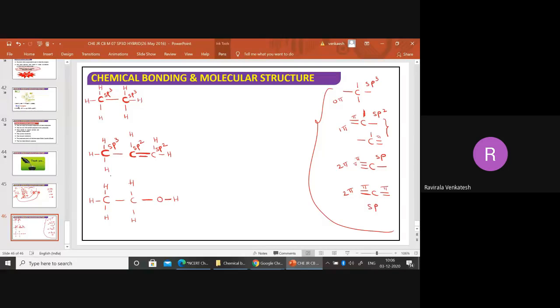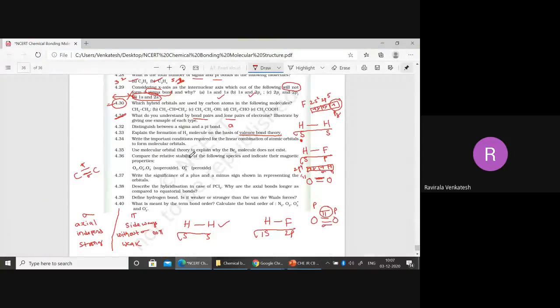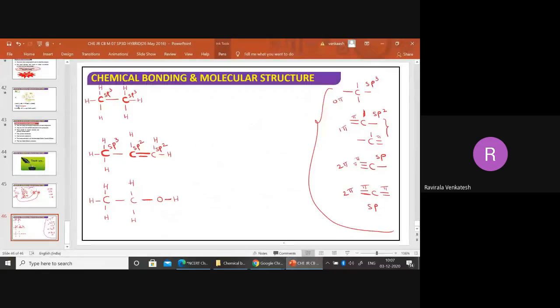There are no pi bonds, correct or not? Do you have any pi bonds here? No, sir. Next one, D, CH3CHO. Now this carbon is not having any pi bonds, but this carbon is having a pi bond. One pi bond is there. One pi bond. Correct? Here zero pi bonds are there.